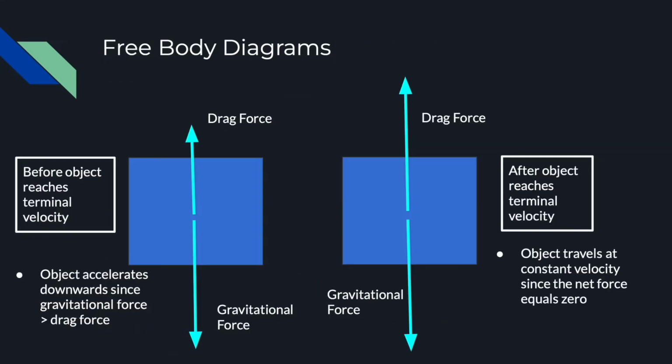We can see from these free body diagrams that before an object reaches terminal velocity, the gravitational force is greater than the drag force. This causes the object to accelerate downwards since the gravitational force is greater. After an object has reached terminal velocity, drag force is equal to the gravitational force, and the object travels at a constant velocity, since the net force is equal to 0.